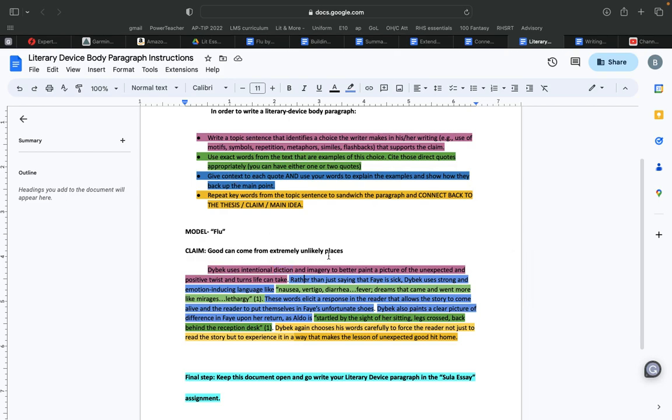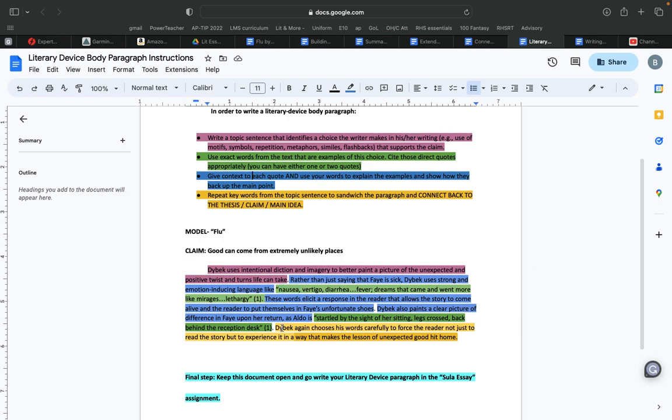So this is me jumping into my quote or my context. Rather than just saying Faye is sick, Dybeck uses strong and emotion-inducing language like, this is my quote, nausea, vertigo, diarrhea, I skipped forward some, fever, dreams that came and went more like mirages, I skipped forward some, lethargy. Again, you should have not just one there. That's my example of here are some words that the author chose to use. They are emotion-inducing. I don't know about you, but I can't read the word diarrhea or the word nausea without feeling something, right? Makes me clench up.